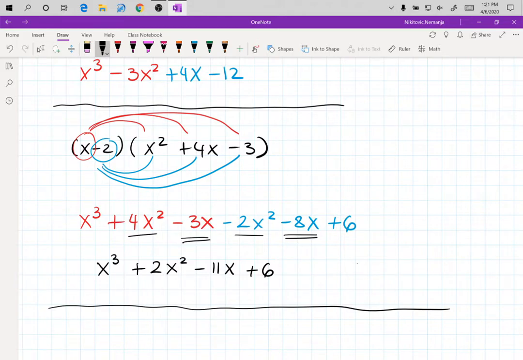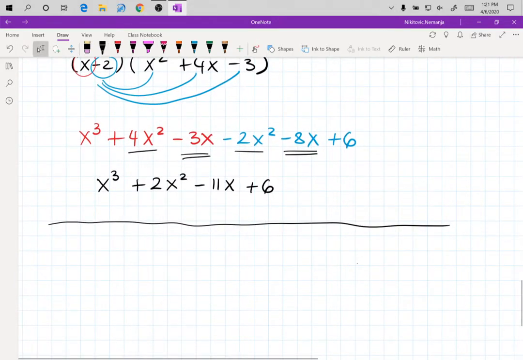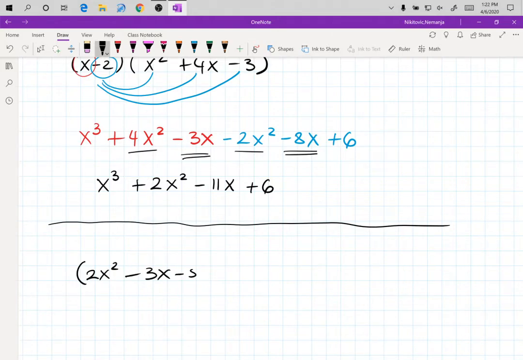And let's have one more problem. Now this one is going to be a little bit different. This one will have 3 in front. So 2x squared minus 3x minus 5 times 4x squared minus 3, whatever. Literally whatever. You can practice these problems just by making them up, right?